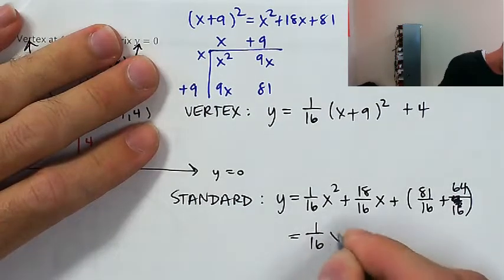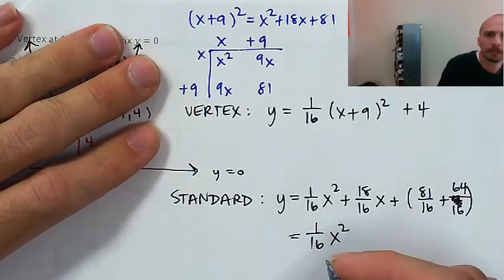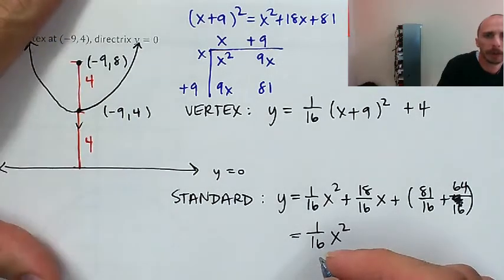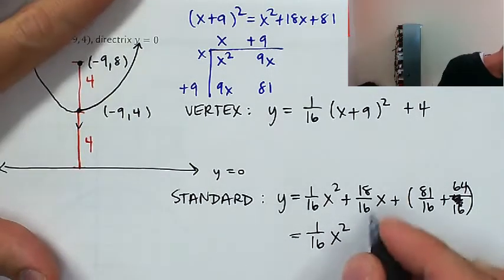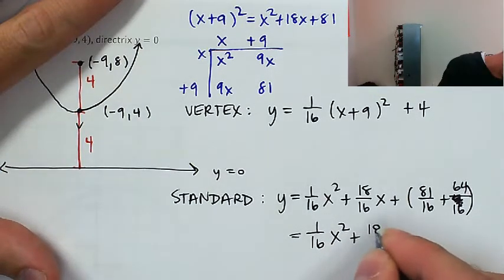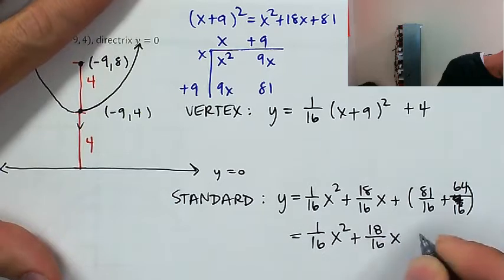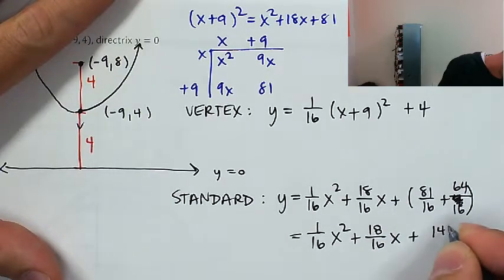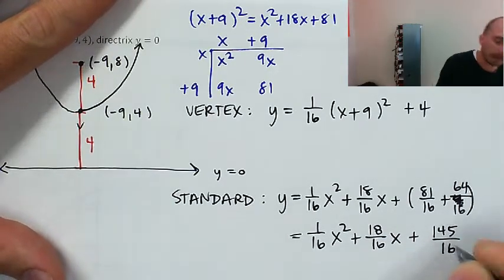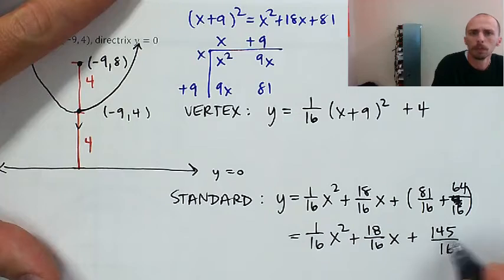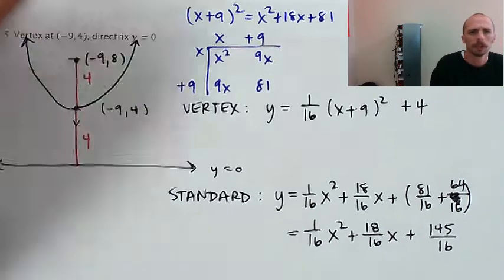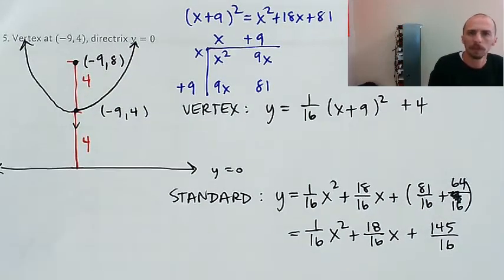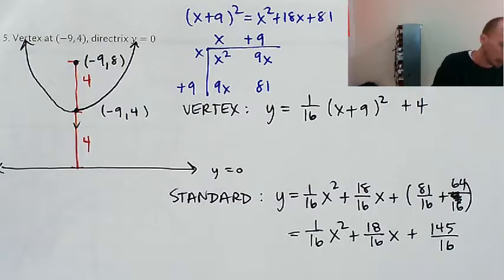And that's probably not simplified either, but actually, yeah, it actually is, I think. Plus 18 over 16x plus 145 divided by 16. Yeah, if 16 had a, oh no, not even, I'm not sure about 145. I thought it was divisible by 3, but not. So, okay, that's going to be my standard form equation.